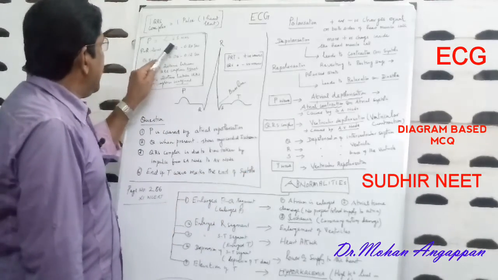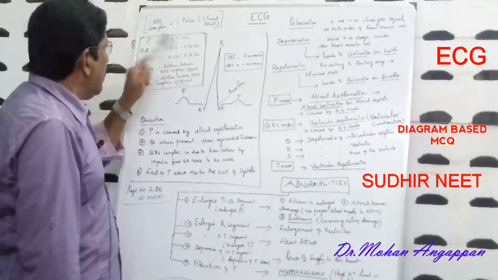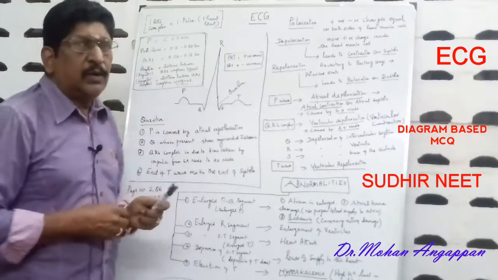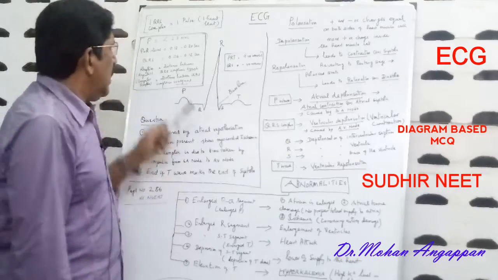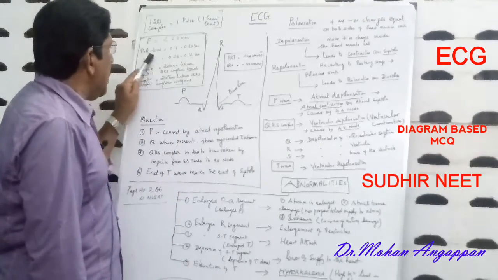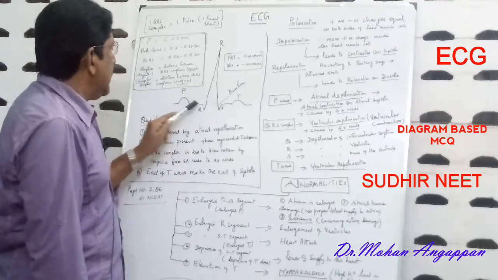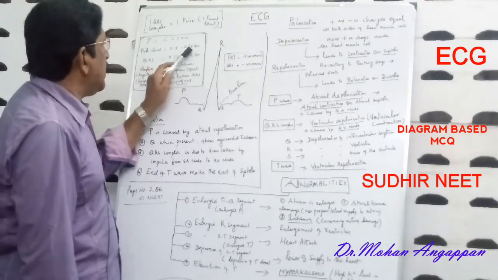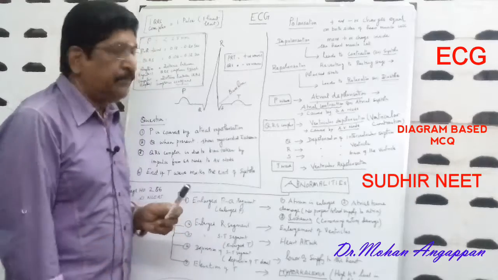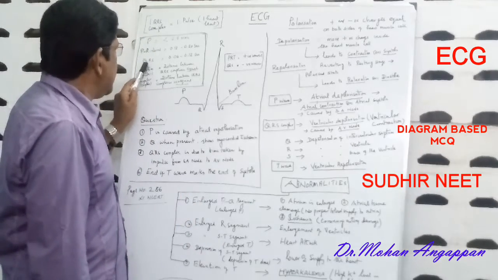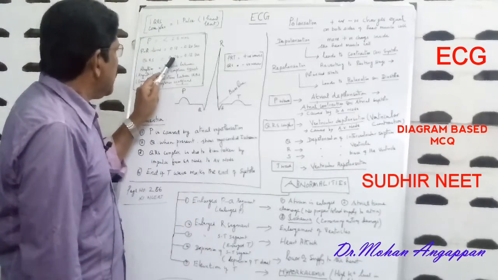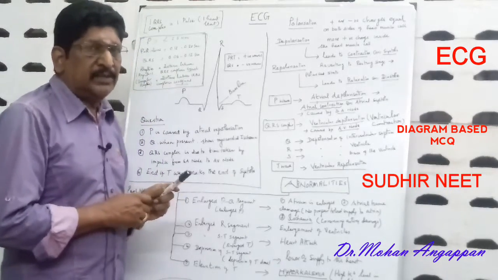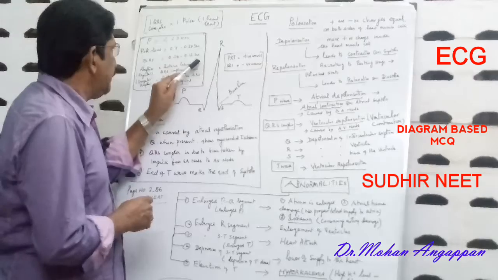Now, if you take the length of the P wave, in normal condition it should be below 2.5 mm. Likewise, we take the time interval of PR interval, that should be 0.12 to 0.20 second in normal condition. If we take the QRS time, that should be 0.06 to 0.12 second in normal condition. These are the normal ECG conditions.